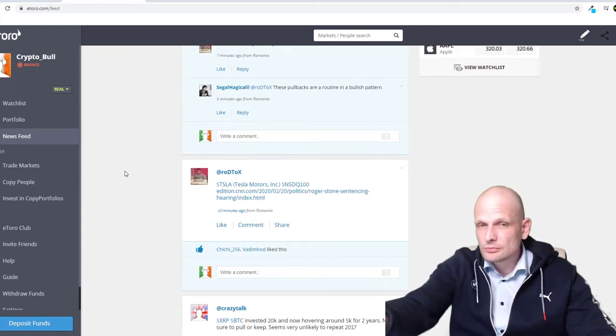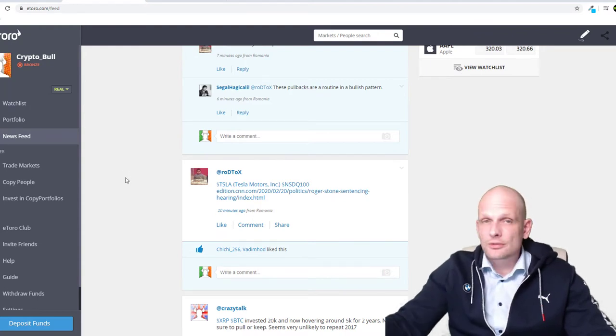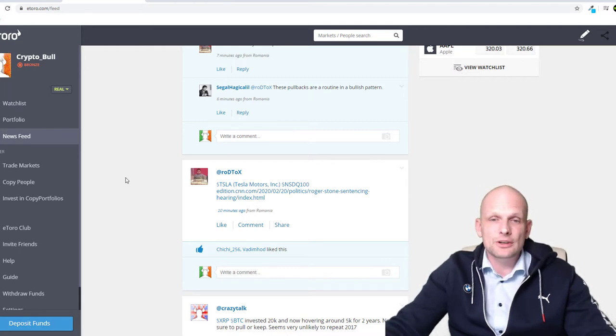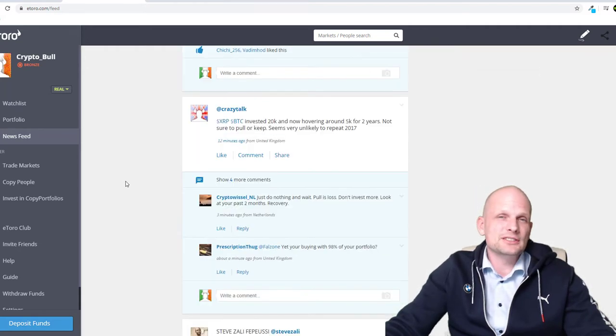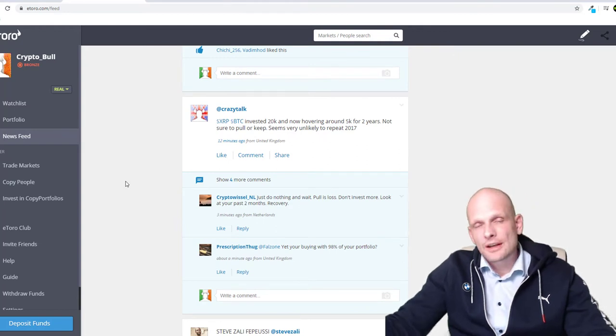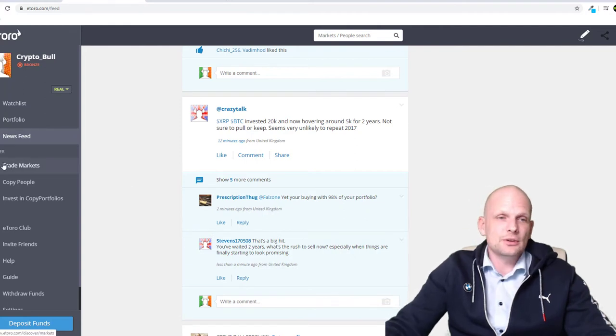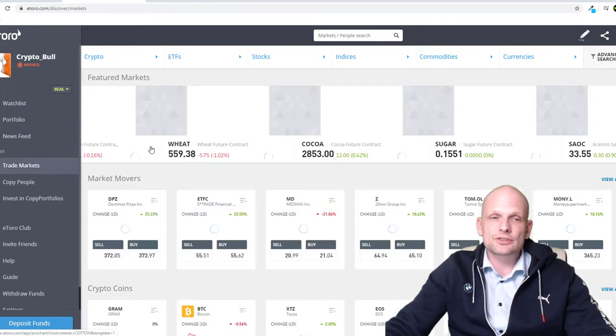So if you are interested, you can make your news articles, what you think about a particular asset, whether it will go up, it will go down, and so on and so forth. So the community is sharing their news, so people are able to follow you here, and you are able to follow other people and see what they are trading. Here you can see Discover Trade Markets. We were there just a second ago with all these markets.